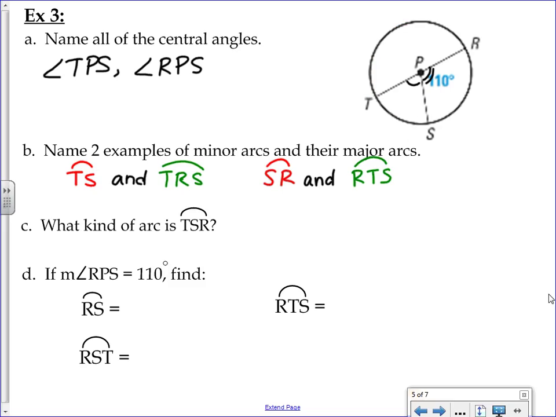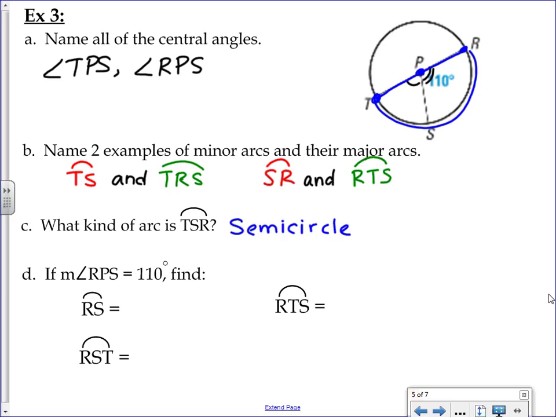All right, so now part C says what kind of arc is arc TSR? So I'll highlight that in blue here. Well, you'll notice it's half a circle, which we call a semicircle. And the reason why we know it's a semicircle is because if you look at the endpoints, T and R, that's a diameter. And I know it's a diameter because when I connect them, it's going through the center, which is P. So anytime you see a diameter, you automatically have two semicircles.